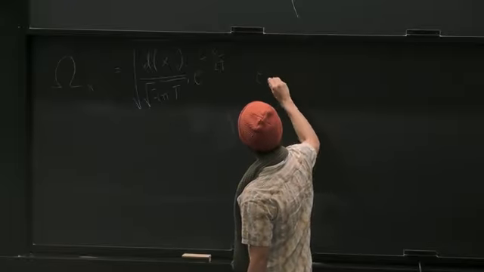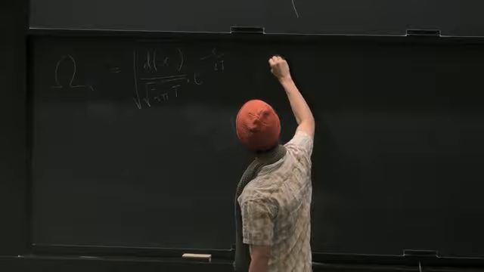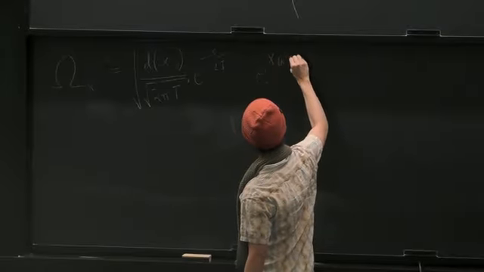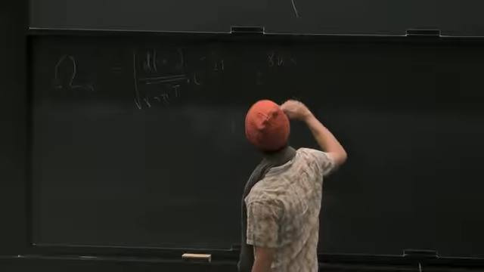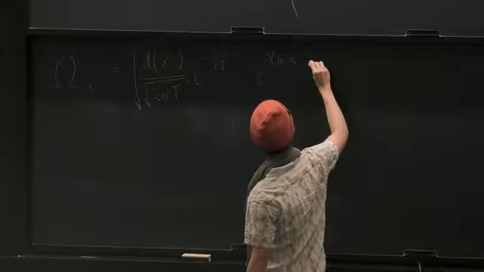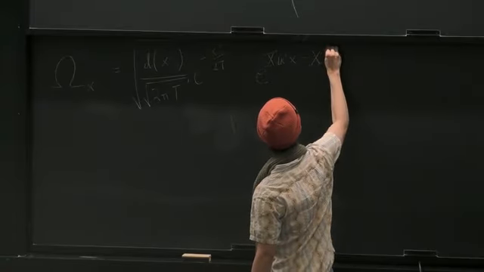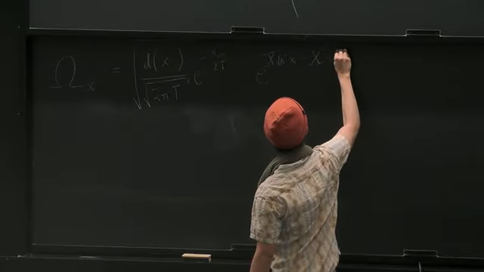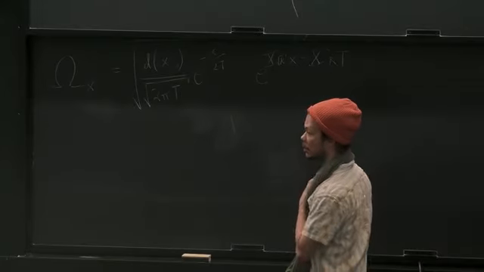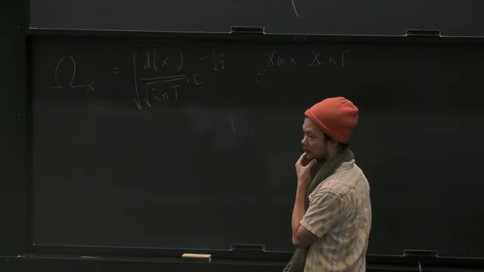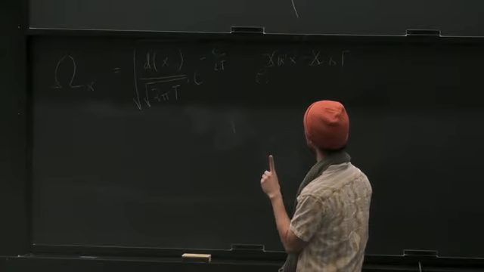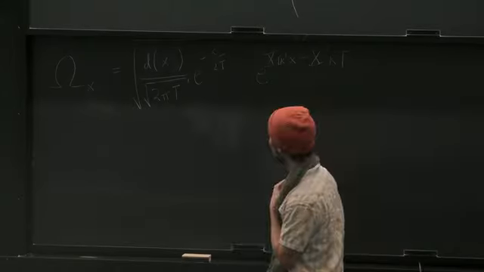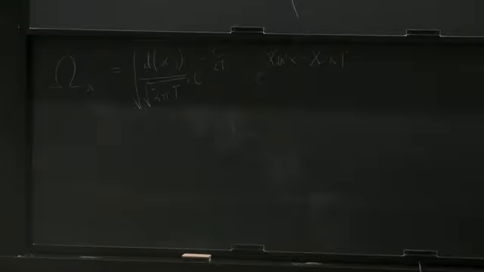And then e to the x root kappa, big X, root kappa little x, minus big X squared kappa t. So these are the Krauss operators of the diffusive measurement of a single observable. I'm going to write it a slightly different way and then compare it to the Arthurs-Kelly Krauss operator, the von Neumann Krauss operator.